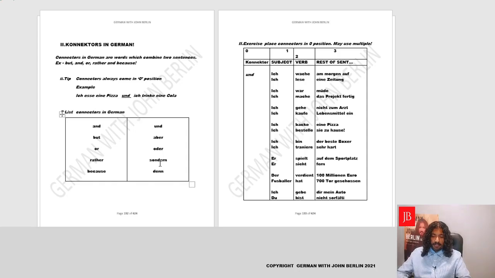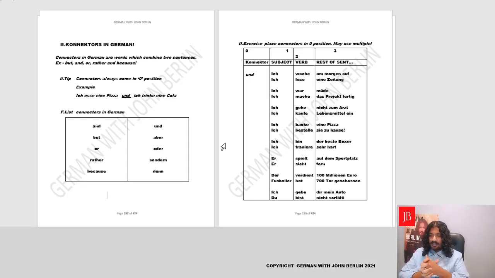Perfect. So the pronunciation of denn is 'denn'. You do not call it 'den'. If you call it 'den', it'll sound like the article den, die, das. Don't want to do that. It's denn. Fantastic. Now to practice these connectors, we have certain sentences in this table. We just need to put one or more of these connectors in the 0 position according to the meaning of the sentence. So let's find out.